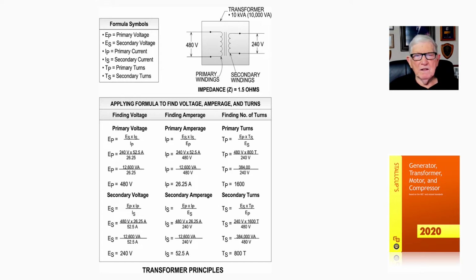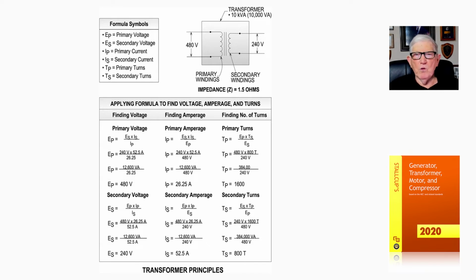And so if we're finding the voltage in the primary, then it'd be EP, and that would equal ES times IS divided by IP. So when you insert your 240 volt, that's the voltage in the secondary, times 52.5, that's the amps in the secondary. And then we divide that by 26.25. When you take 480 volt into 10,000, you'd come up with that 26.25.